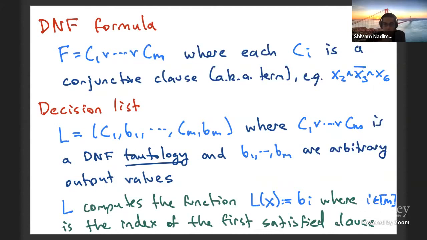So a decision list of size M is a sequence of M clauses and M output values, where the disjunction of C1 to CM is a DNF tautology. So it's true on all inputs. And without loss of generality, the final clause could just be the empty clause, which is always true. And here the output values can be anything, not necessarily Boolean valued. And a decision list computes a function by simply outputting the ith output value where i is the index of the first satisfied clause.